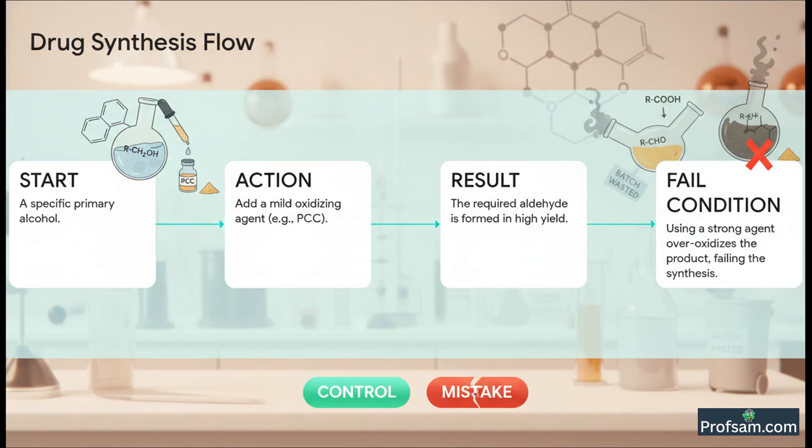Step 1, you start with your specific primary alcohol. Step 2, you carefully add a mild oxidizing agent like PCC. What's the result? You get the exact aldehyde you needed, and you get a lot of it, a high yield. But now what's the fail condition? If the chemist had used a strong agent by mistake, it would have over-oxidized the aldehyde, turning it into a carboxylic acid. The synthesis would have failed completely. The whole batch, gone. This shows you control is absolutely everything.